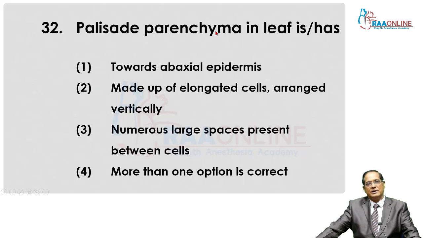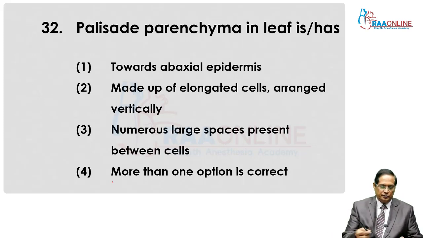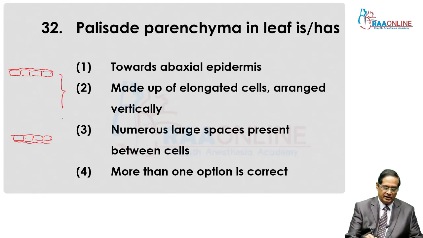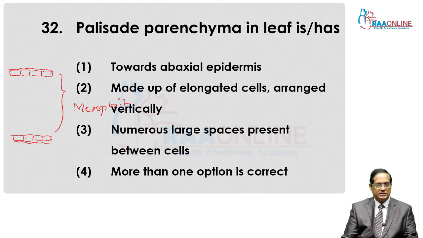Then palisade parenchyma. In dicot leaf, the tissue present between two epidermis is mesophyll tissue. This is the upper epidermis or adaxial epidermis, and this is the cuticle. This is the lower epidermis, also provided with a cuticle. And in between two epidermis, what is present? Mesophyll tissue is present. The mesophyll is divisible in dicot leaf.